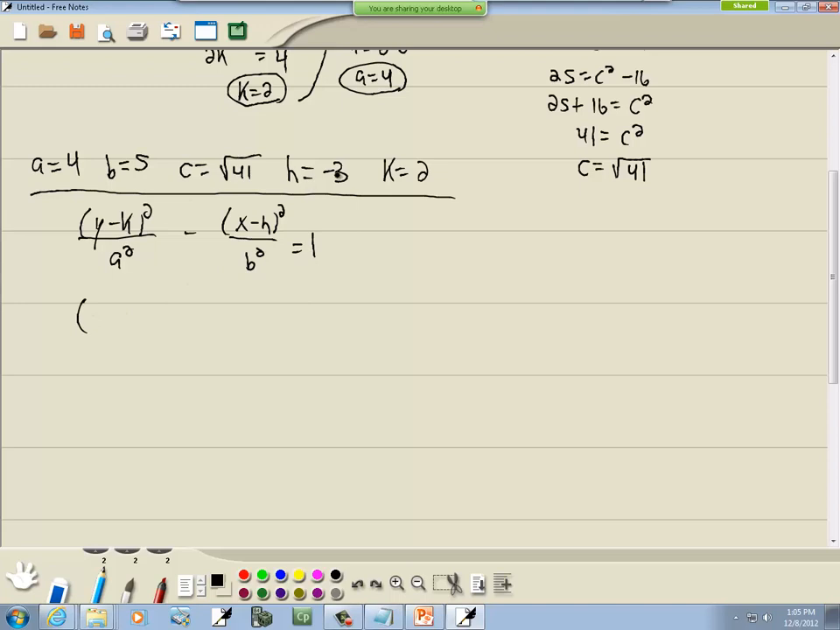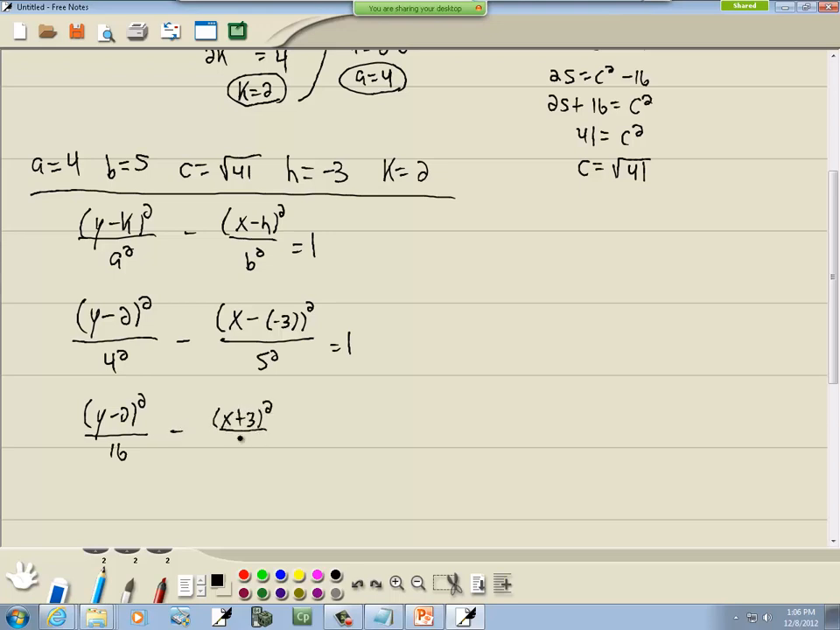Okay, well, we no longer have our center at 0, 0. So we have y minus k. K was 2, so we've got y minus 2 squared over a squared, minus x minus h. H was negative 3, so we've got x minus the negative 3 squared over b squared. So 5 squared equals 1. So we get y minus 2 squared over 16 minus x plus 3 squared over 25 is equal to 1. And that's our equation.